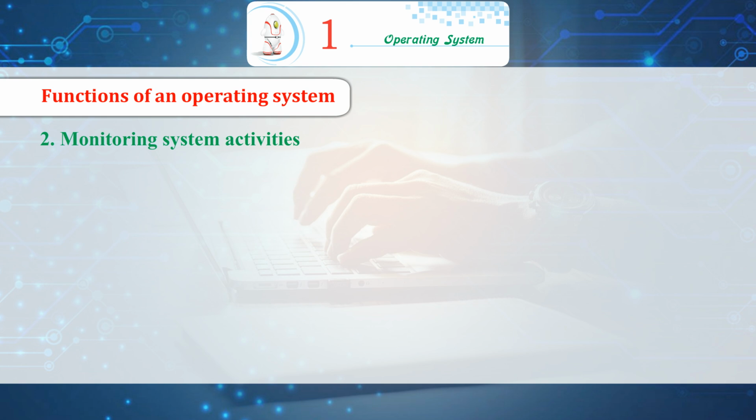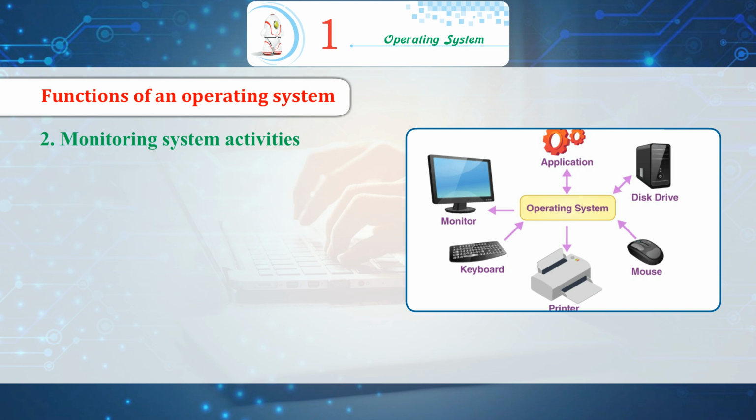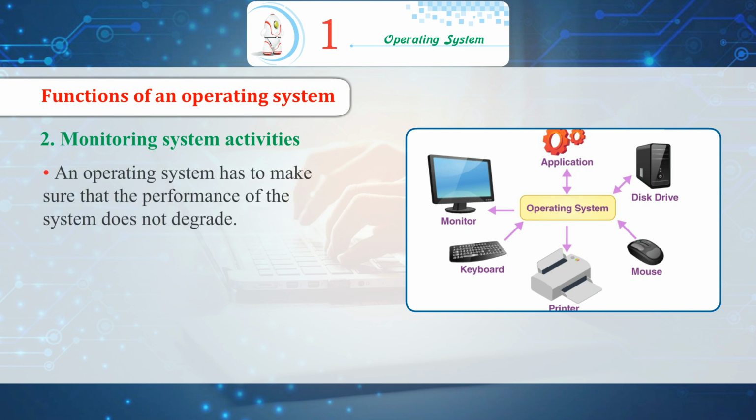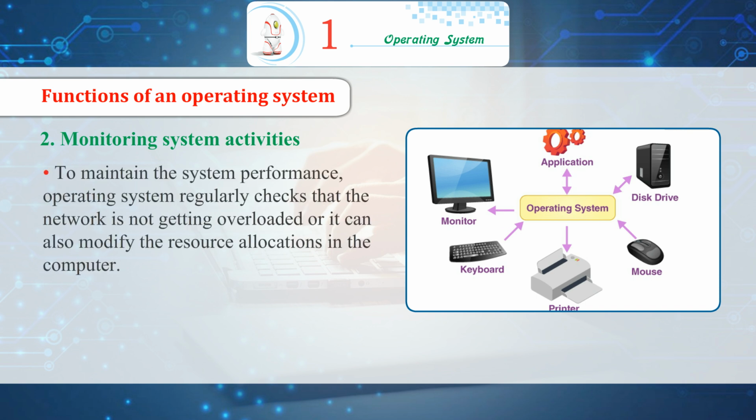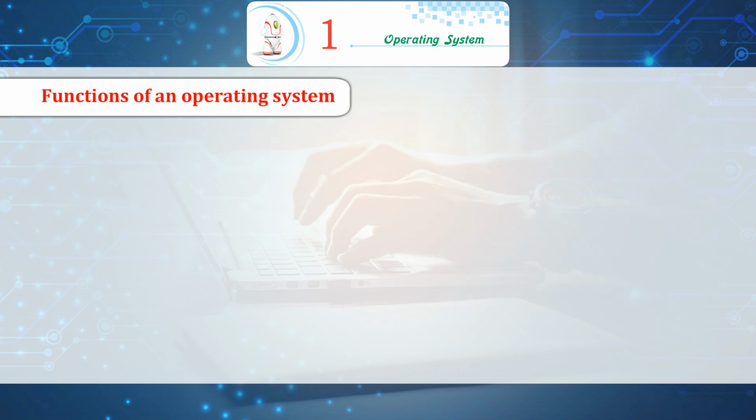2. Monitoring system activities. Operating system also helps in monitoring the system activities. An operating system has to make sure that the performance of the system does not degrade. To maintain the system performance, operating system regularly checks that the network is not getting overloaded, or it can also modify the resource allocations in the computer. Operating system also takes care of system security.